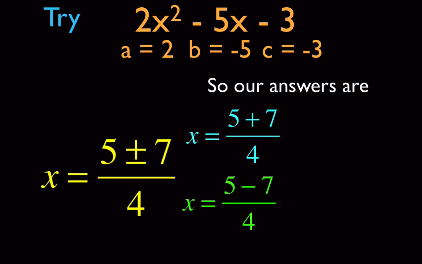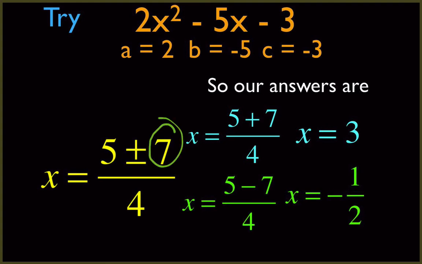5 plus 7 is 12, so you divide that and get 3. And 5 minus 7 is negative 2, so you simplify that and get negative 1/2. So as you can see in this case, we actually end up with two answers that end up being numbers that we can actually calculate. That's going to happen anytime you get a square root that you actually know.